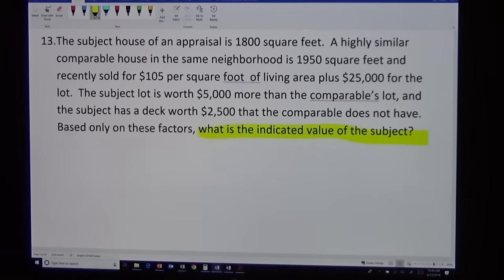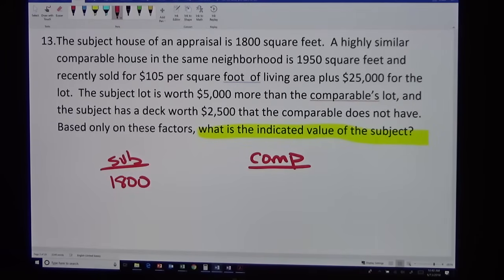This is a CMA question. And so with a CMA question, we want to set up our columns. We have the subject, and we have the comparable. It says the subject house of an appraisal is 1,800 square feet. Okay, so the size of the house is 1,800 square feet. A highly similar comparable house in the same neighborhood is 1,950 square feet. And recently sold for $105 per square foot of living area plus $25,000 for the lot.